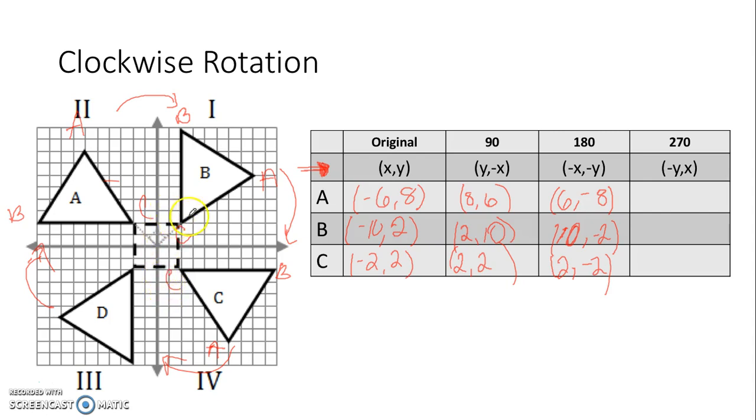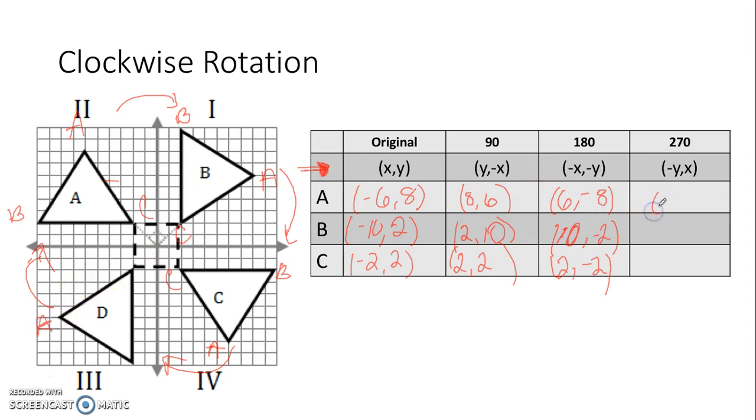Okay, so once again, some of you are going to like these formulas up here better. Some of you are going to just like to think about, what quadrant is it in? Alright, so the last one that you could do is 270 degrees, so you can rotate it all the way around. If you're doing that, your A is now going to be over here. So our A is right here.